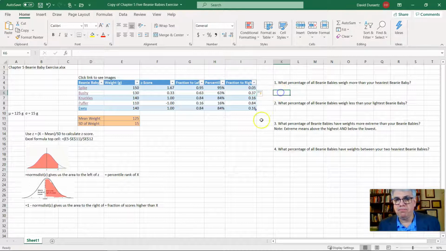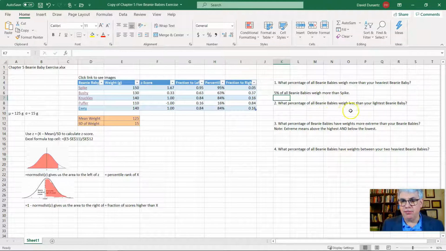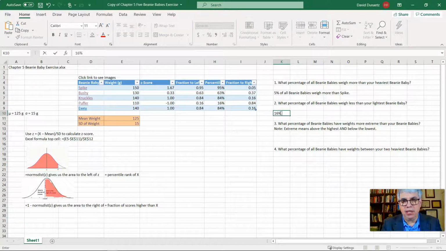So we can answer these questions. What percentage of all Beanie Babies weigh more than your heaviest Beanie Baby? So we've got Spike. Heaviest will be the fraction to the right. So I'm going to say 5% of all Beanie Babies weigh more than Spike. Okay. What percentage of all Beanie Babies weigh less than your lightest Beanie Baby? So our lightest Beanie is Puffer, and the fraction to the left is lighter. And so we've got 16% there. So we can put 16% of all Beanie Babies weigh less than Puffer.